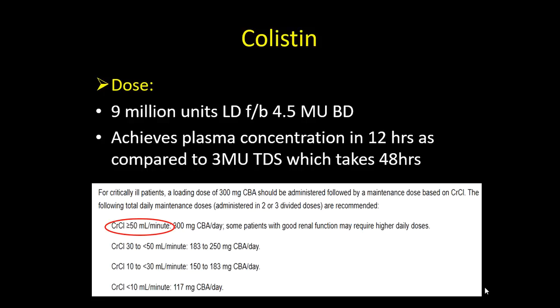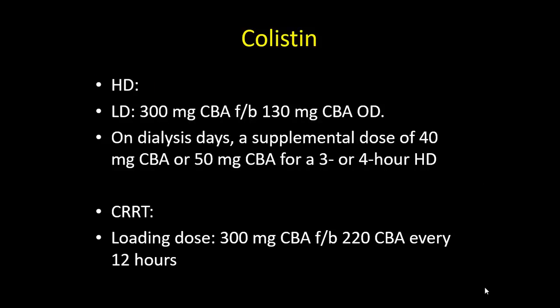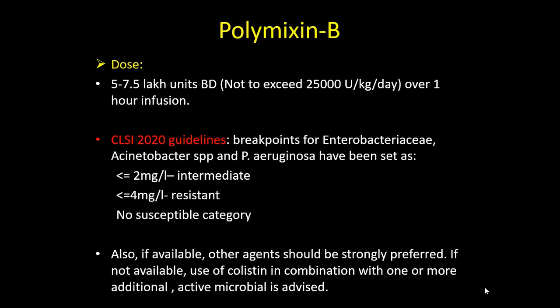As you can see, at less than 50 creatinine clearance, you need to adjust the dosage. Regarding hemodialysis, it needs a loading dose followed by 130 mg post dialysis, after dialysis, and CRRT 300 loading followed by 220 every 12 hours. Polymyxin B, now the polymyxin B is extensively used because of its less nephrotoxic effect.